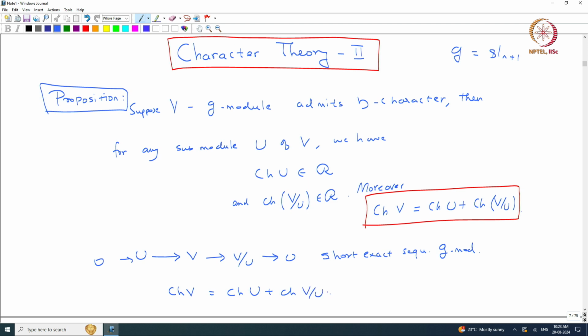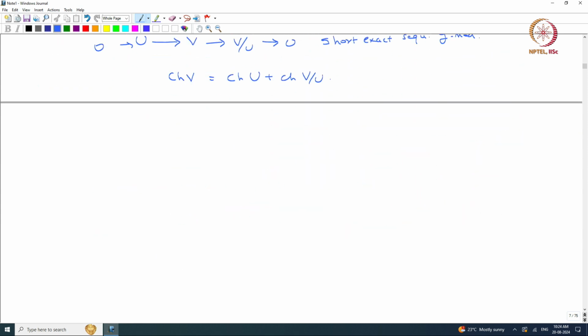Once you prove it for the length 2 short exact sequence, you can extend this to any long exact sequence. I will leave that as an exercise. So, if you have this long exact sequence, then we will have this alternating sum of things.